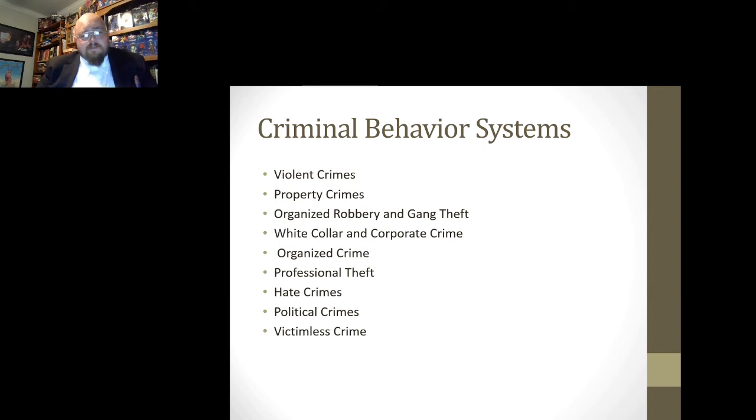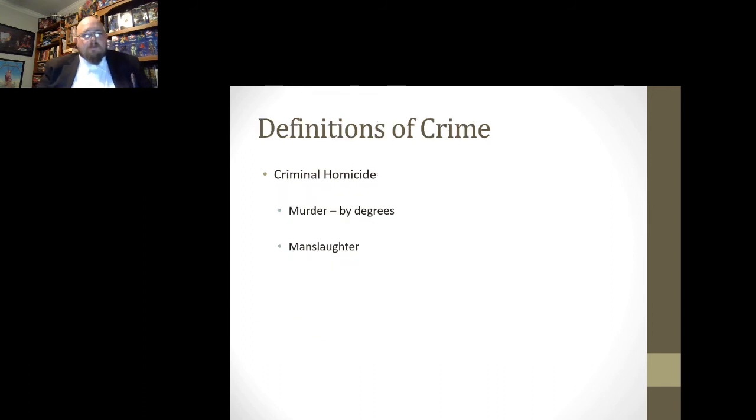Professional theft, again, doesn't happen that frequently, but it does happen. People do try to steal stuff from museums and steal millions of dollars in diamonds. So that does happen. Hate crimes, crimes in the political system. Oftentimes those are white collar crimes, and then some that we call victimless crimes, which are a lot of the drug offenses. Some prostitution related offenses, although the understanding of that type of criminality has evolved considerably over the past 20 to 30 years.